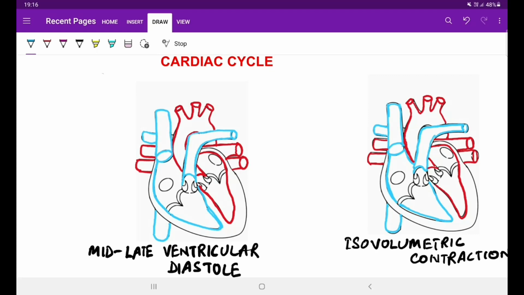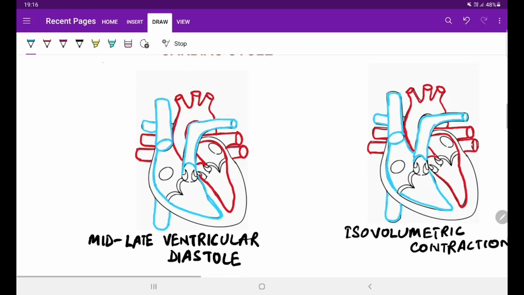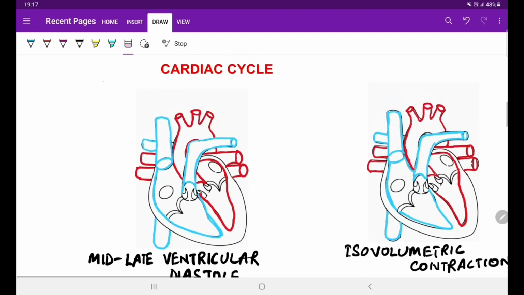So, we will discuss each of the stages individually and we will jot down the important observations in a table. The first stage of the cardiac cycle is mid-late ventricular diastole. Now, I hope everyone knows about diastole. It means the relaxation of the heart, where all the chambers of the heart are relaxed.